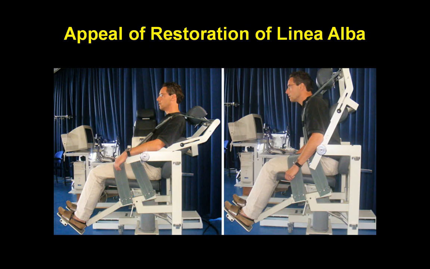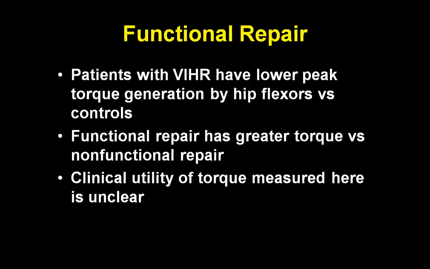Now, this is what I said about the stability of the linea alba, which supports the vertical muscles, which support the spine, and this is what you have to achieve by doing a good surgical procedure. Now, we think of functional repair. Patients with ventral hernia have lower peak torque generation by hip flexors versus controls. Functional repair has greater torque function than non-functional repair, and the clinical utility of torque measurement here is unclear. This is something you don't have to think about, but the only thing you have to understand is that proper approximation of the linea alba without tension has to be done.